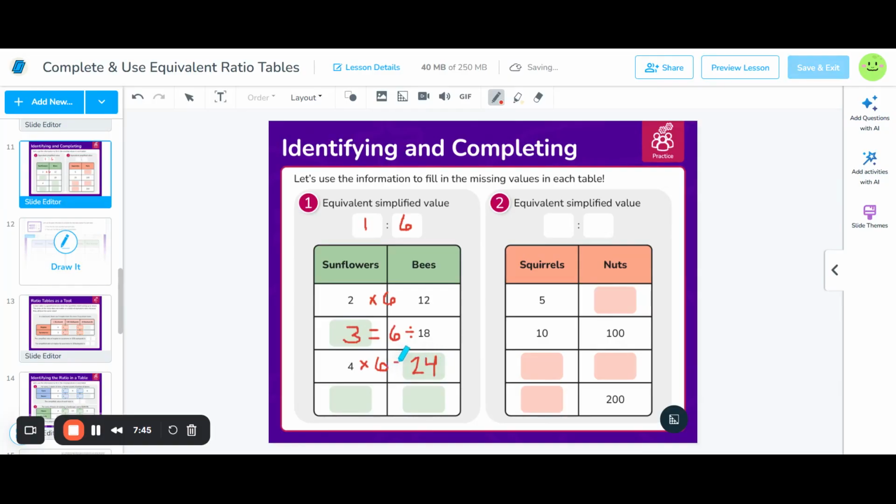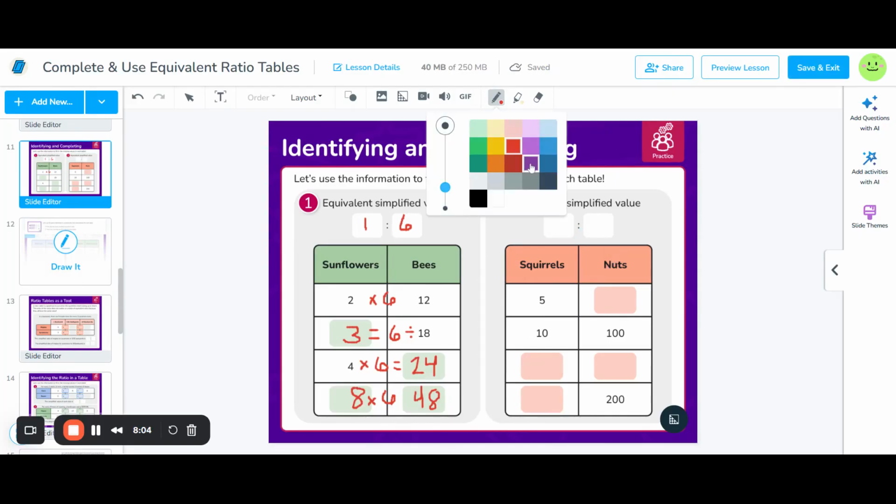Yep. And let's think of another one. So what if we had 8 sunflowers and then we multiply that by 6 bees per sunflower? That would give us 48 bees for 8 sunflowers. Okay, try another one. I'm going to give it a different color.